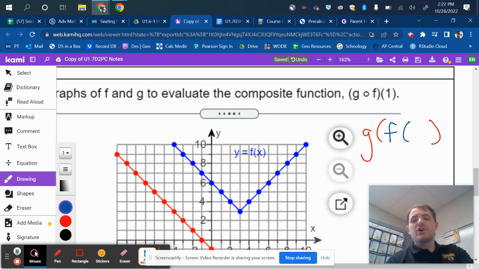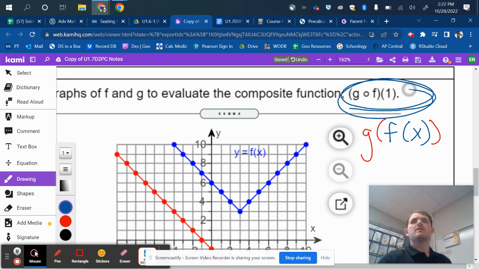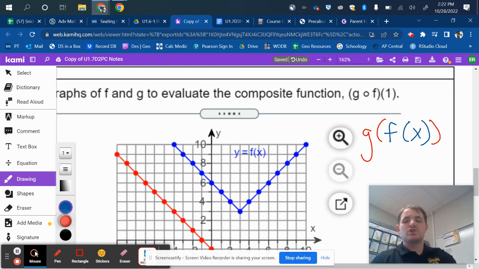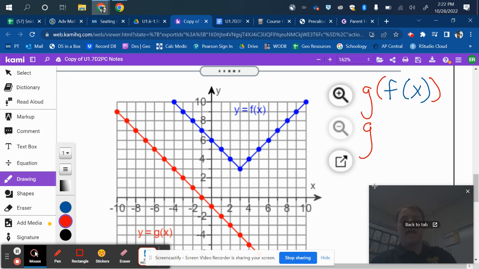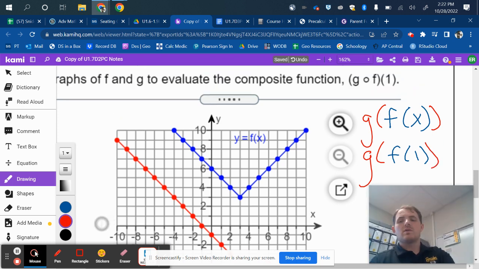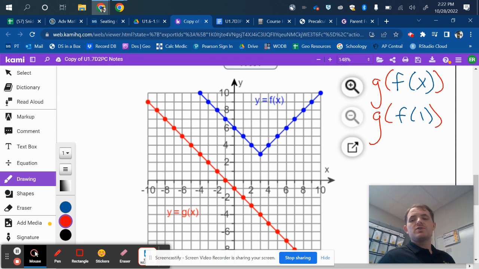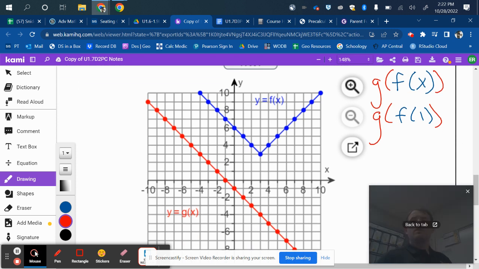Great job. I could write it like this first if you want. Sure. But what is replacing the x based off of this first part? A 1. So we're really working with g of f of 1. Change it to 2. Yeah, we're doing the first one first. Good question.